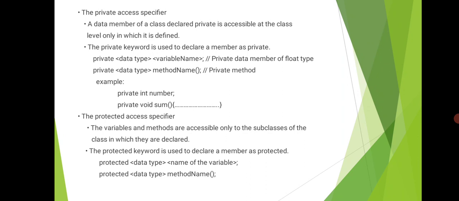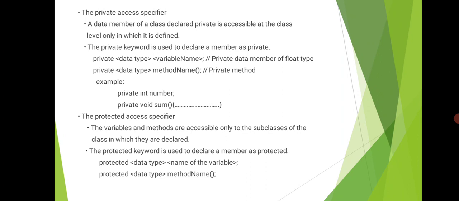So for example, the private keyword is used to declare a member as private: private data type variable name, private data type method name. Example, private int number is a variable which is of private type. So it can be accessible within the same class. Outside the class the number cannot be accessed, even objects cannot access the number which is in private mode. Similarly, the sum function which is private cannot be accessed outside the class. Even objects cannot call that sum function because it is in private mode.